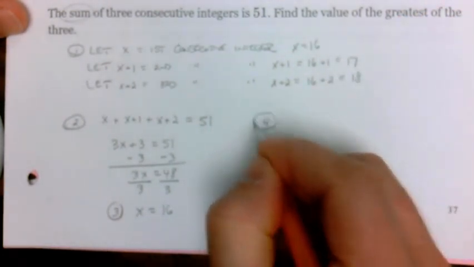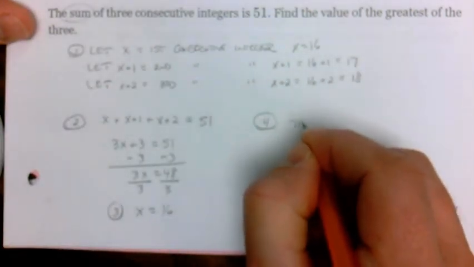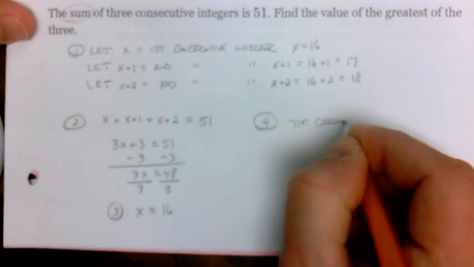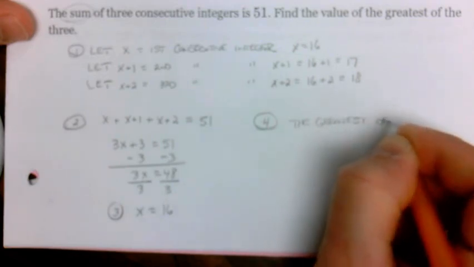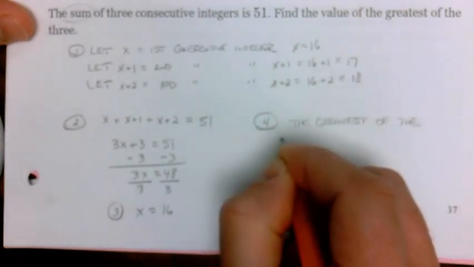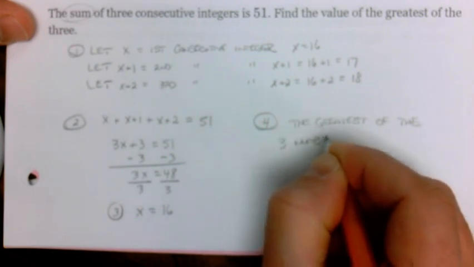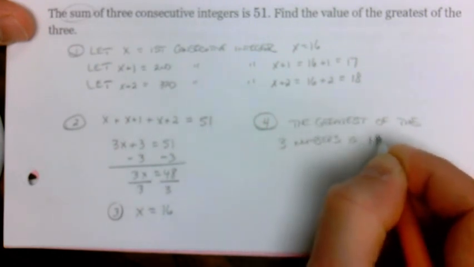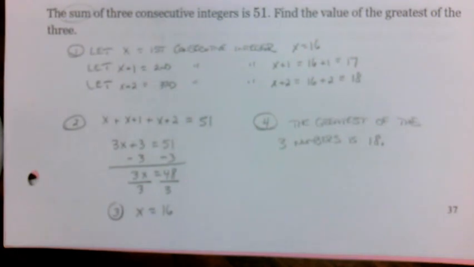And now I can answer the question: find the value of the greatest of the three. The greatest of the three numbers is 18 in this example. 18 was the biggest of my three consecutive integers.